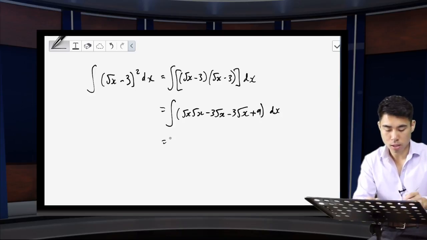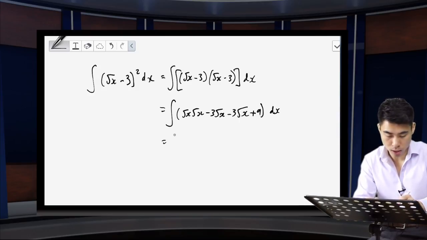with respect to x. Now is this in the form that allows me to integrate term by term? No, it's not. I don't have single powers on my x just yet. So carry on working on this.